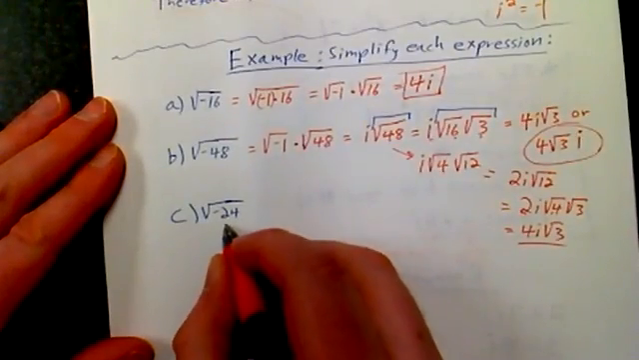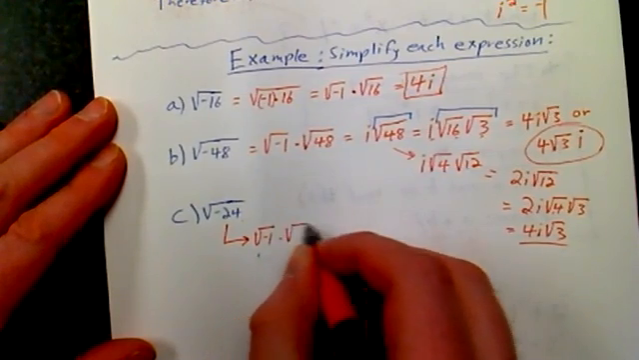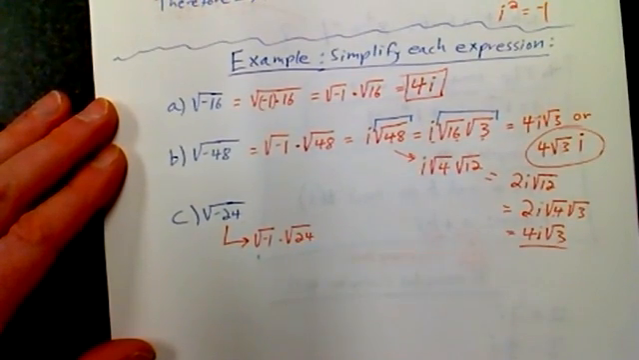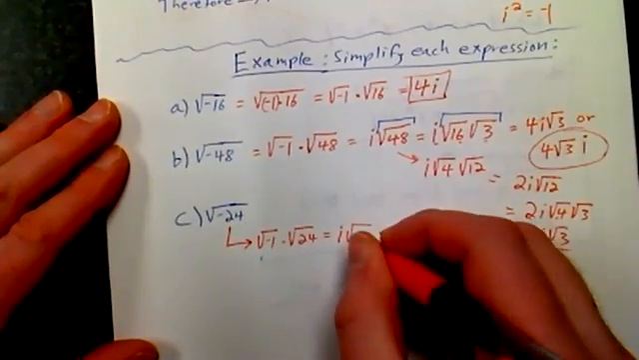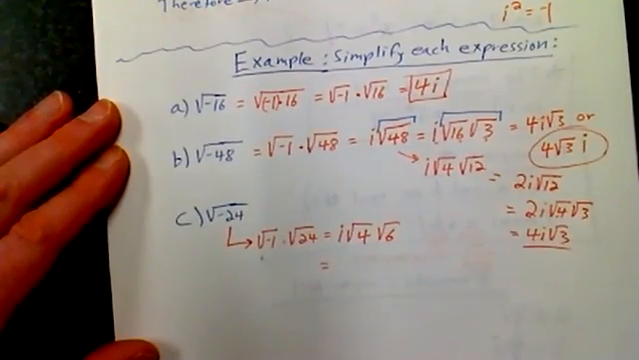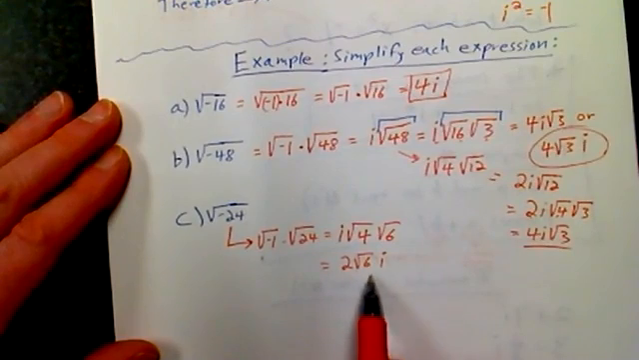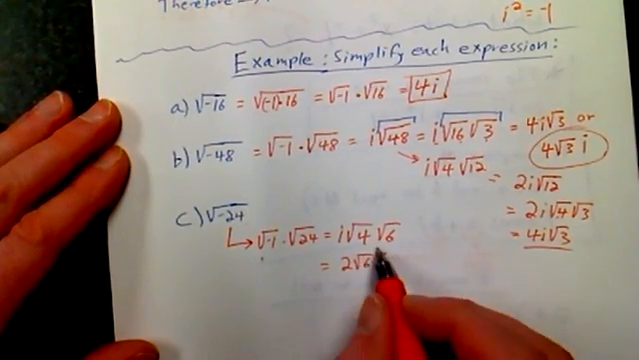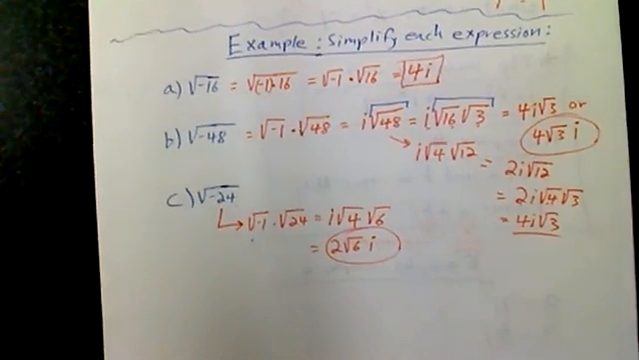Okay? Finally, the square root of negative 24 is going to be the same idea. Square root of negative 1 times the square root of 24. That's going to be i root, I see 4 and 6. 4 is a perfect square, so this is 2 root 6 i. And I can't pull any perfect squares out of the root 6, so I'm all done there. Okay? And that does it for this first video.